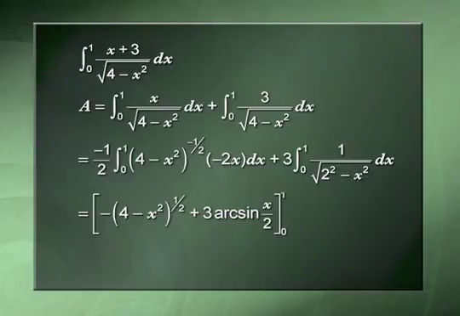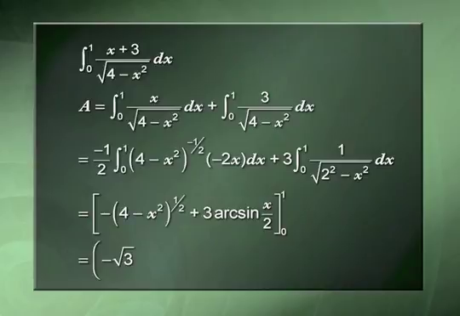Now we have to plug in the endpoints, and this too is interesting, I think. Let's plug in 1, the top endpoint. What do I get? I get 4 minus 1, which is 3 square rooted, so I get minus square root of 3. And now here's one that's more difficult. I plug in 1 into 3 arcsine x over 2.